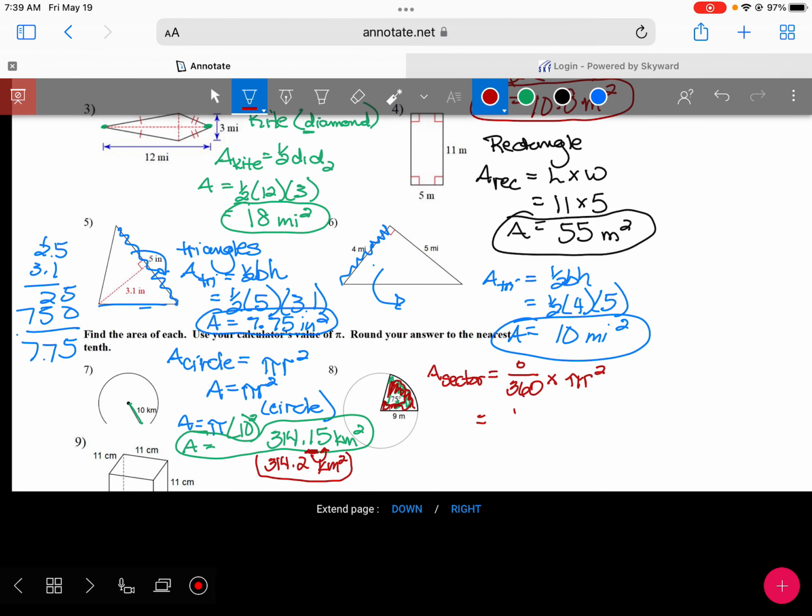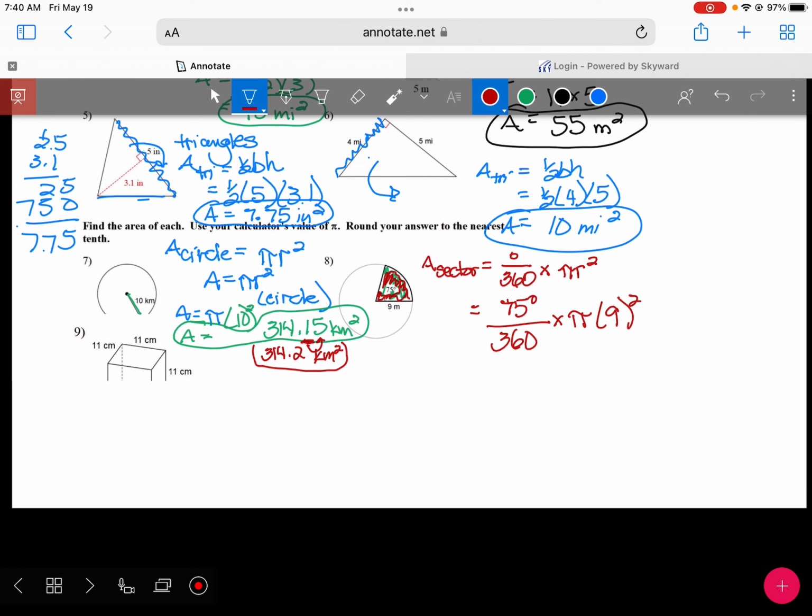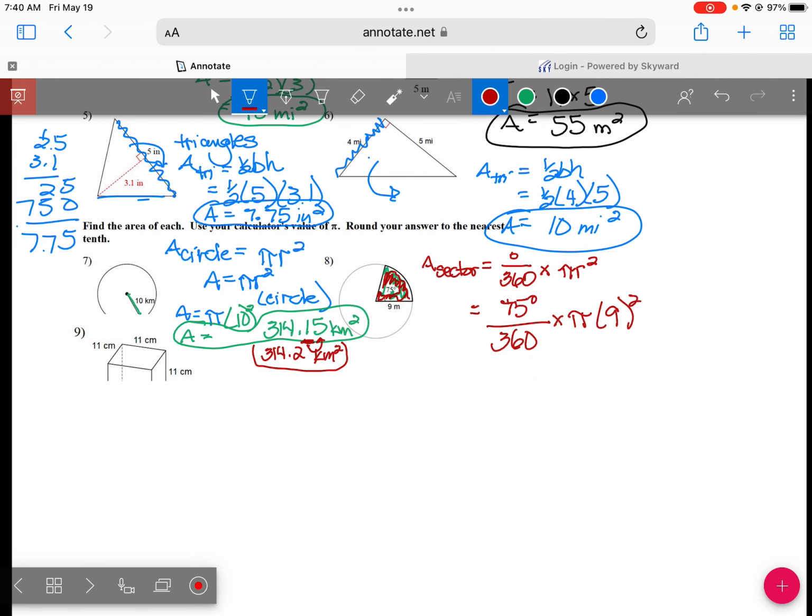So the degree, what do you need? The degree is 75 degrees, or 75 over 360, times pi times, what's my radius? 9 squared. So putting that all together in your calculator, let's see. 9 squared is 81 pi. 75, I don't think that goes in evenly.